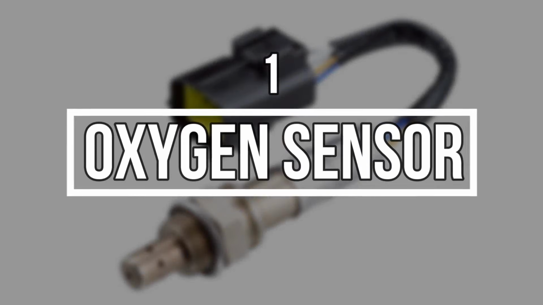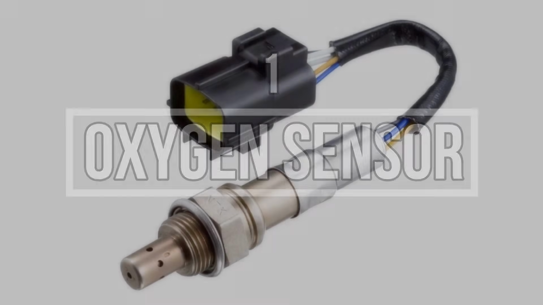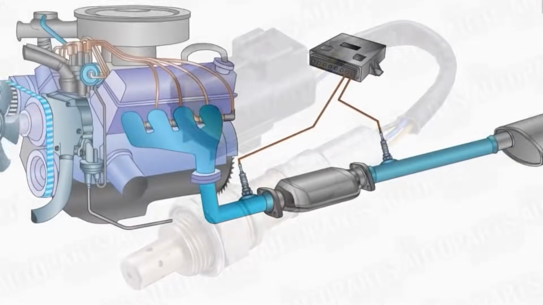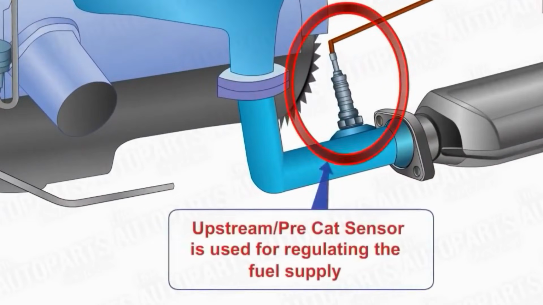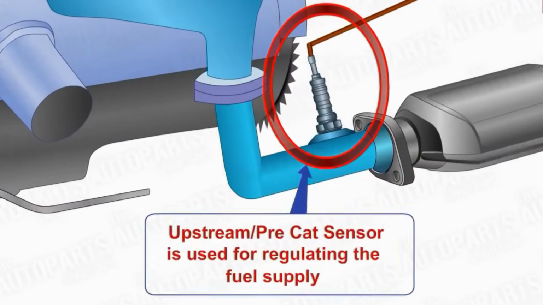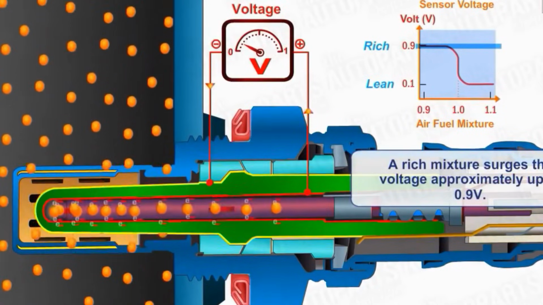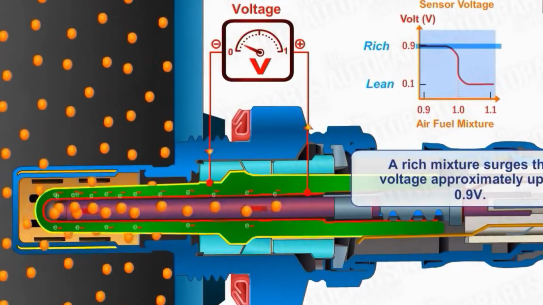1. Oxygen sensor, O2 sensor. The oxygen sensor is one of the most critical sensors involved in fuel trim control. Any malfunction or inaccurate reading from the O2 sensor will directly lead to increased fuel consumption. You can confirm a faulty oxygen sensor by monitoring its readings using a diagnostic scan tool through live data.